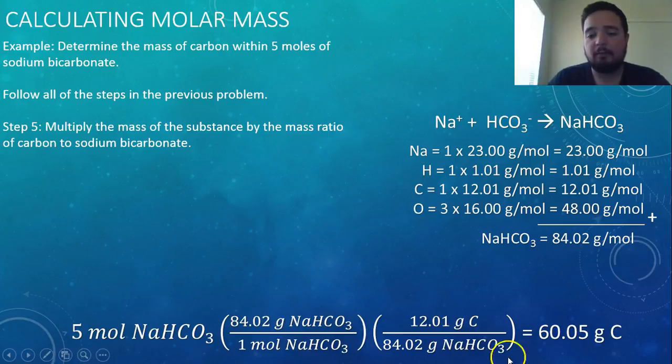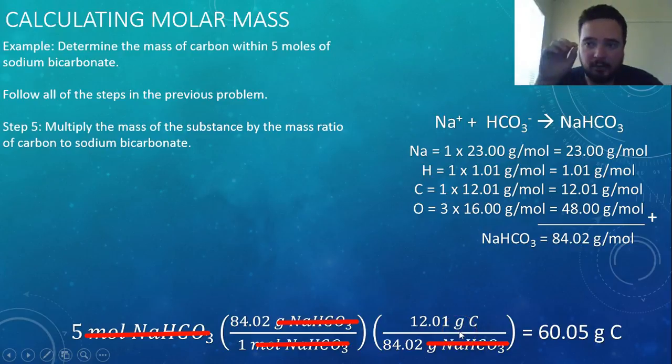Well, we know that for every 84.02 grams of sodium bicarbonate, which we have here, there's 12.01 grams of carbon in it too. So this is going to cancel out, and you have 12.01 grams of carbon times the 5. So you'll have 60.05 grams of carbon. So again, double check your answers. Are you left with the units that you want? You want grams of carbon.